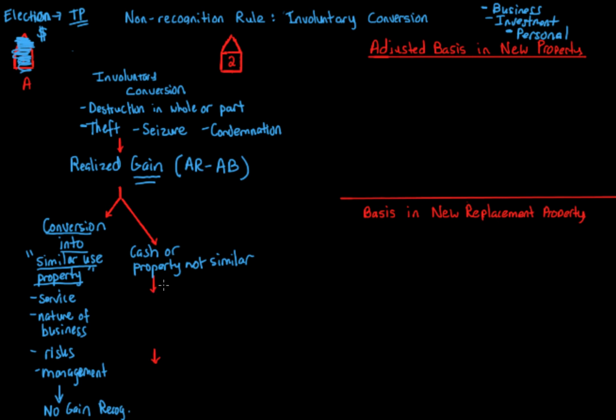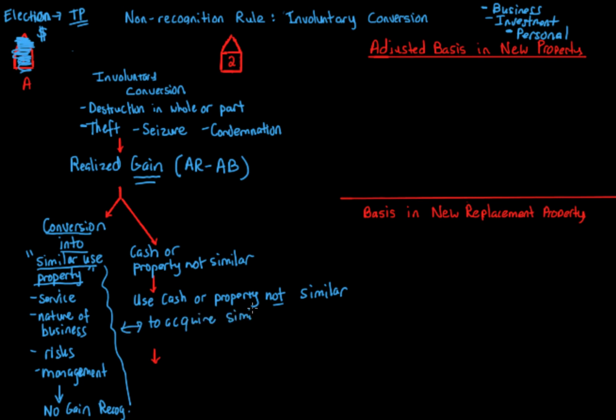Well, the next question becomes, what do you do with that cash or property that's not similar? If you use the cash or property that's not similar to acquire property that is similar in use property, right? Same definition. To acquire similar use property, then you might still be able to get non-recognition of a gain.